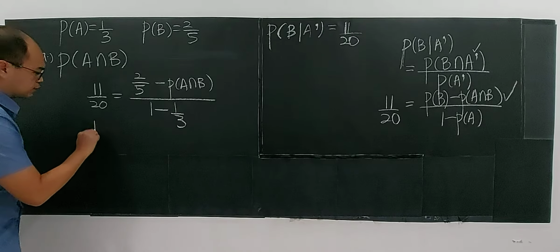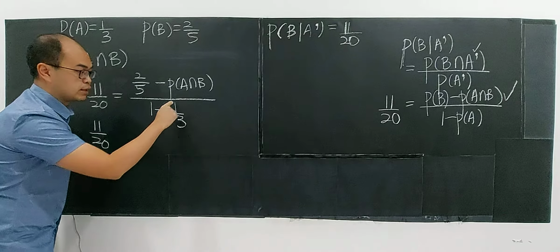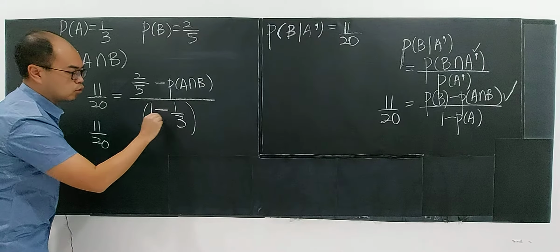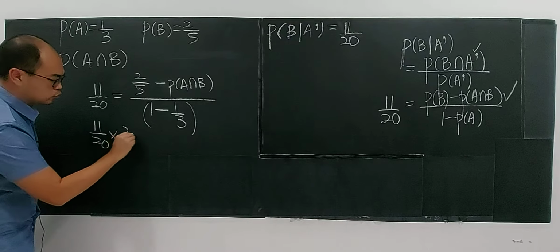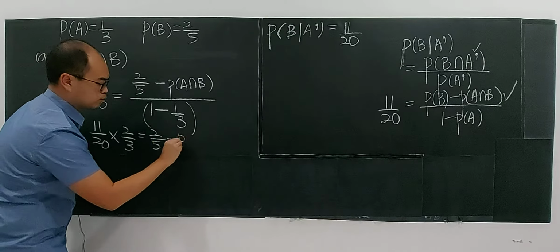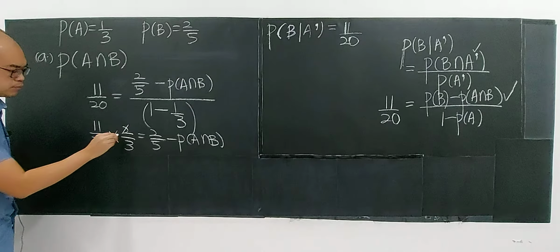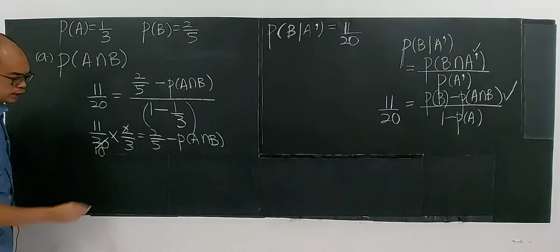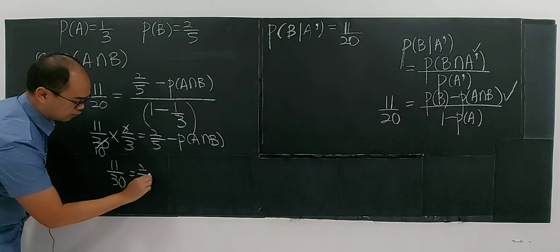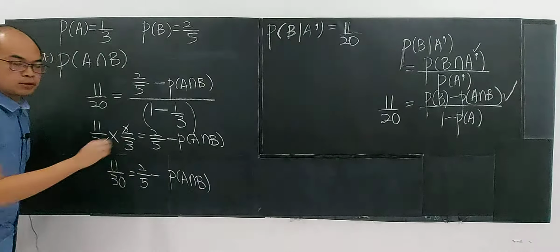Of course here you have 11 over 20, and 1 minus 1 over 3 gives you 2 over 3. You bring it over to the other side, so it becomes multiplied by 2 over 3, which equals 2 over 5 minus the probability of A intersect B. Definitely this can be simplified, so you have 11 over 30, which equals 2 over 5 minus the probability of A intersect B. Hope you see the process of how I'm doing it.